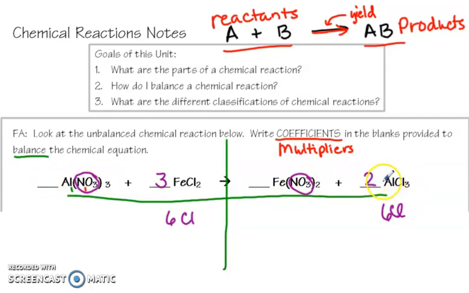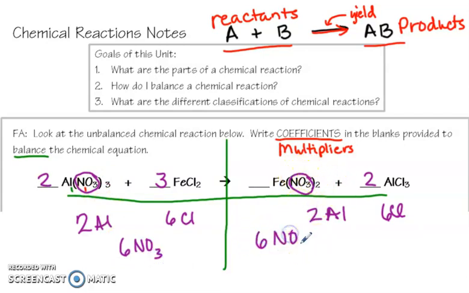We'll just go to the other side and fix how many aluminums there are. So here are 2 aluminums, and we're going to make 2 aluminums over here. Now notice that this 2 multiplies everything until you hit that sign. So now there's 2 times 3 nitrates here, so there's going to be 6 nitrates. Okay, and so we've got 2 over here, but we need to make 6 nitrates over here too. And so I'm going to multiply this one by 3.